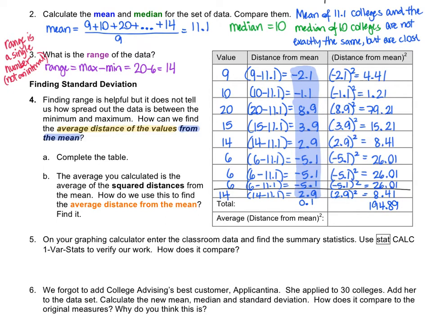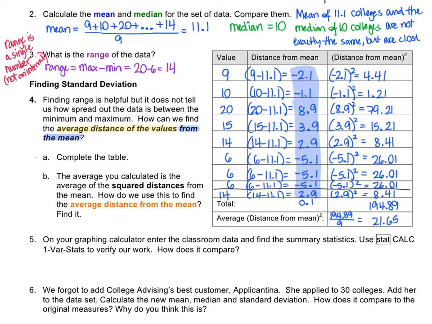So now in order to find the average, we're going to take that number and we're going to divide by 9, which is the number of values that we had in our data set to begin with. And when we do that division, we end up with 21.65.